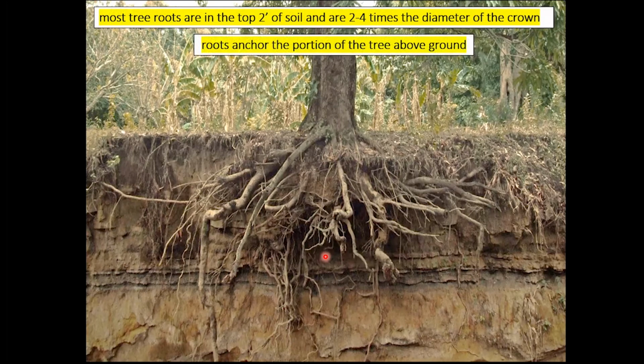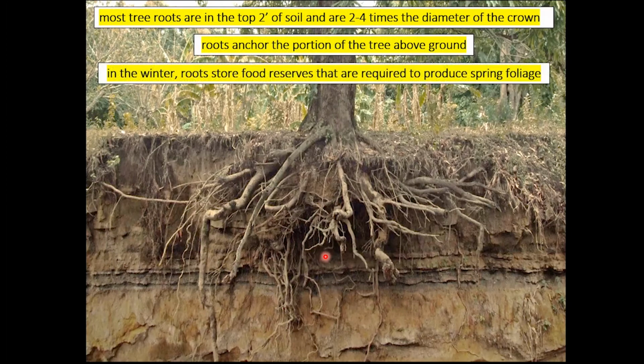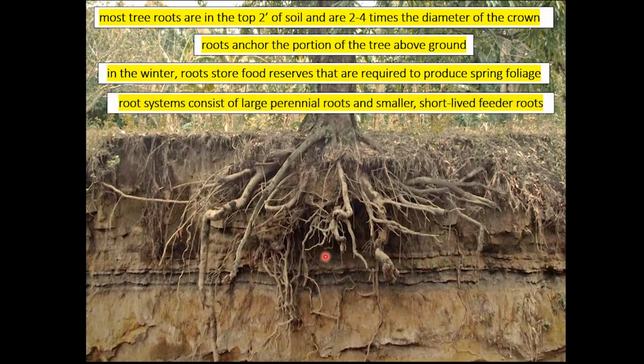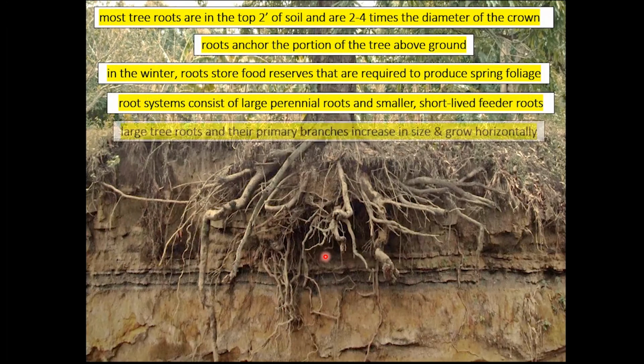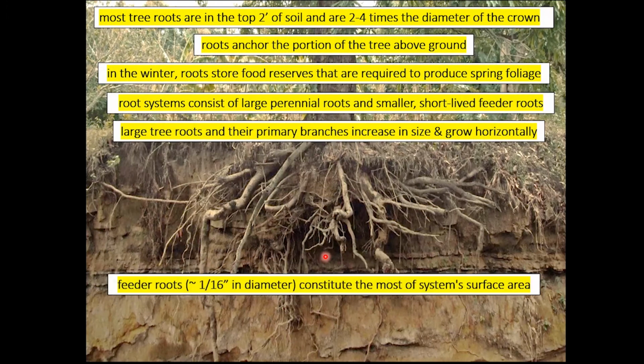Roots anchor the portion of the tree above ground. In winter, roots store food reserves. They consist of large perennial roots and smaller feeder roots. Large roots and primary branches increase in size and grow horizontally. The feeder roots are only about 1/16 of an inch in diameter, and they constitute more of the tree's surface area. So that's why I was talking about the drought. The drought can often dry out those feeder roots, those hairs, and cause the tree to suffer. But then maybe they'll grow back.